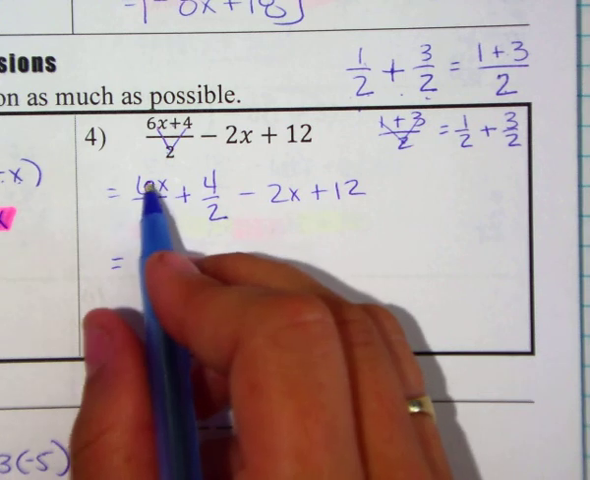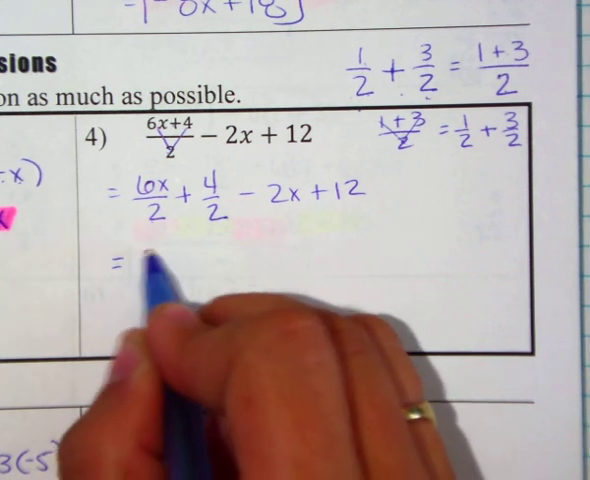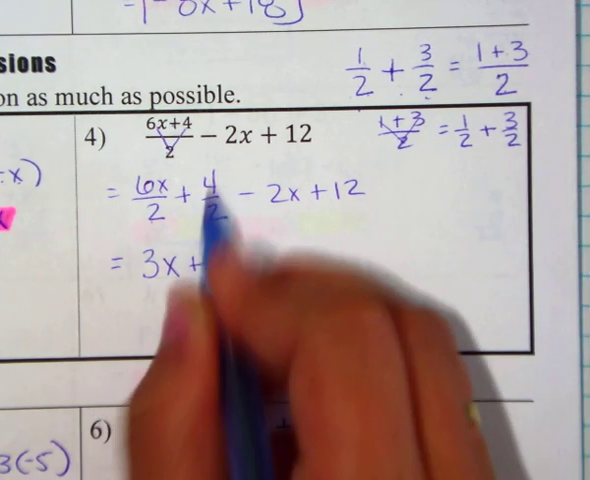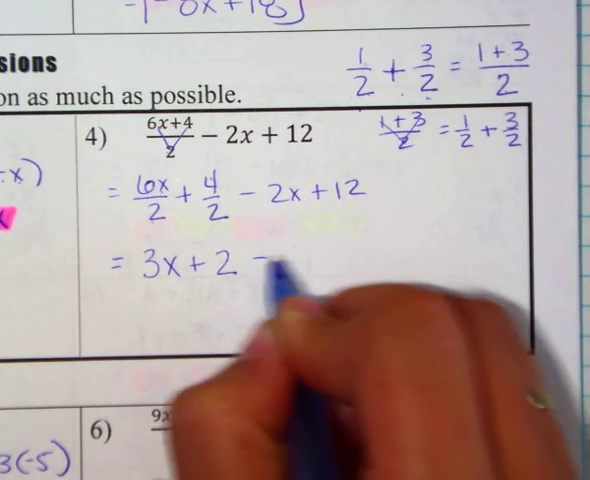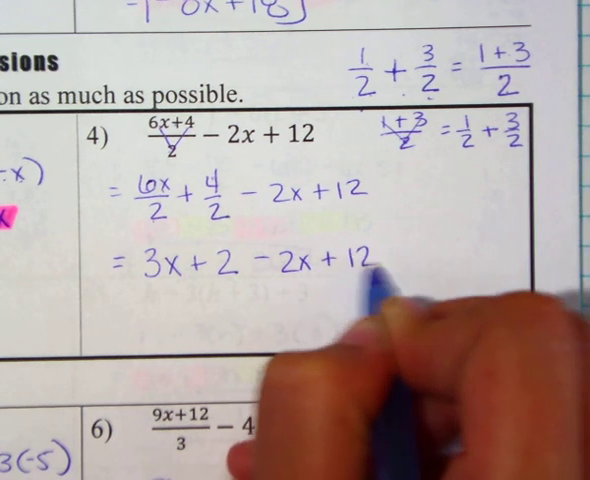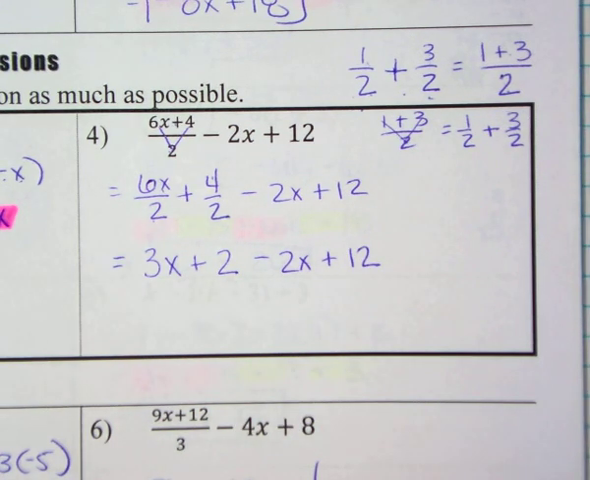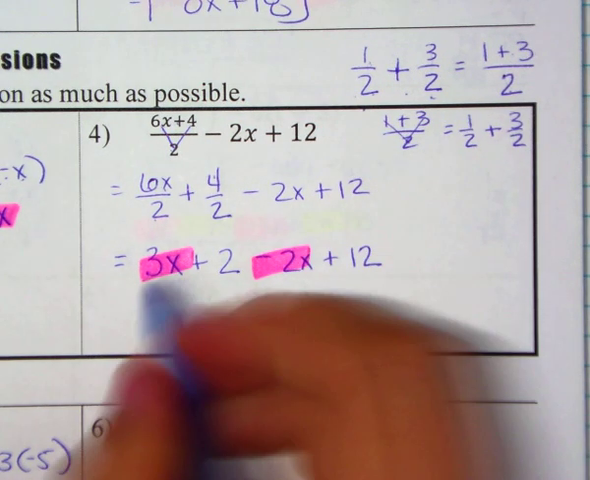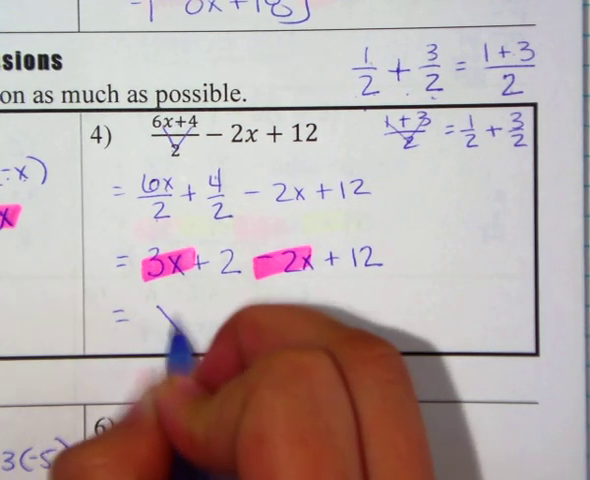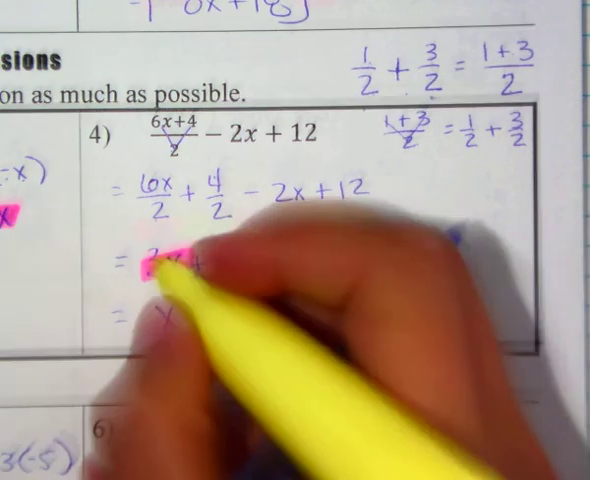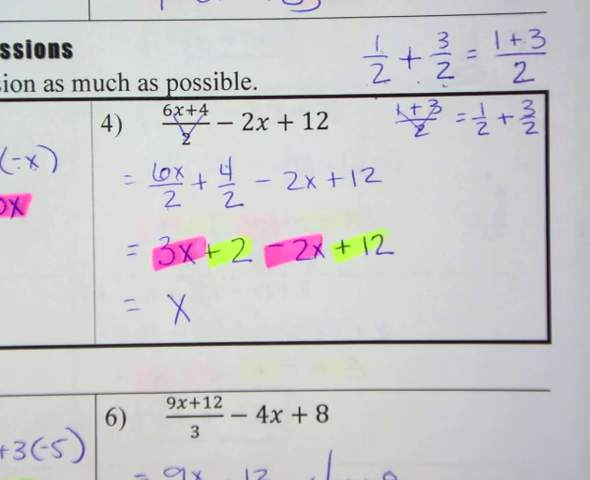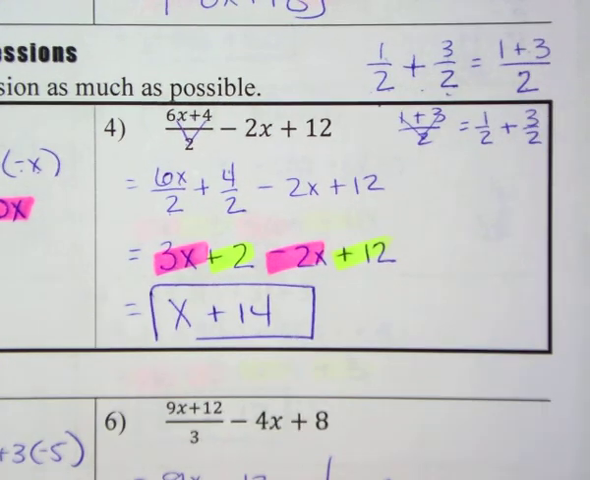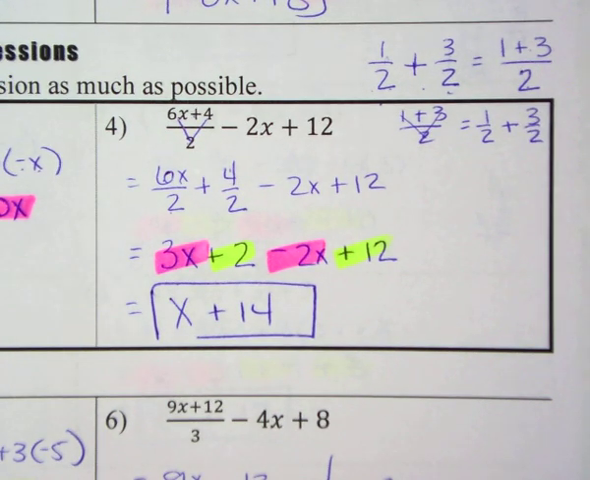Simplify each fraction separately. 6 divided by 2 is 3, and the x just floats along. Plus 4 divided by 2 is 2. Rewrite everything else. Now that I have one line of an equation, 3x minus 2x will be 1x. And then 2 plus 12 will be 14. Feel free to replay that if you need another look at it.